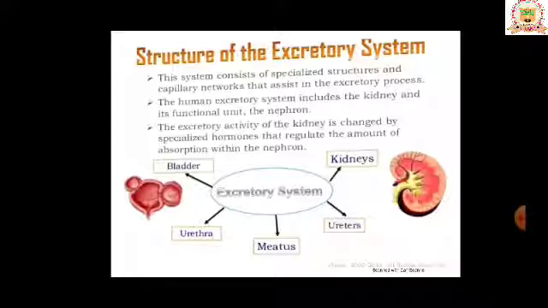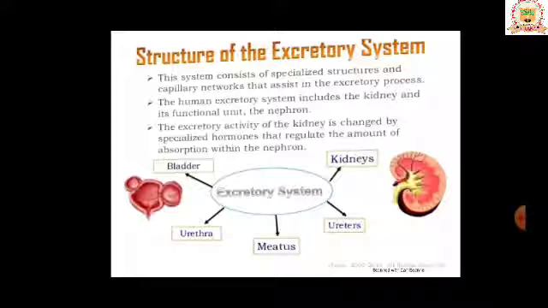So the human excretory system includes all these parts, and it includes the kidney, and the functional unit of the kidney is known as the nephron. The excretory activity of the kidney is changed by specialized hormones that regulate the amount of absorption within the nephron. So my dear students, if you look at the picture which I have given you in the video, the excretory system consists of the specialized excretory organ called the kidney, and its functional unit is termed the nephron.